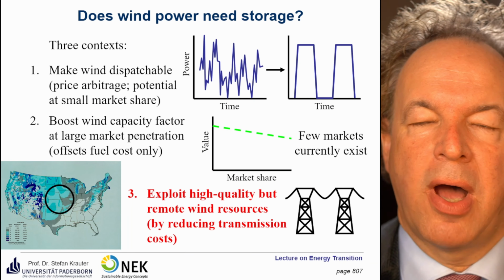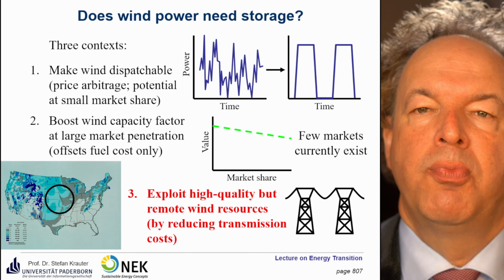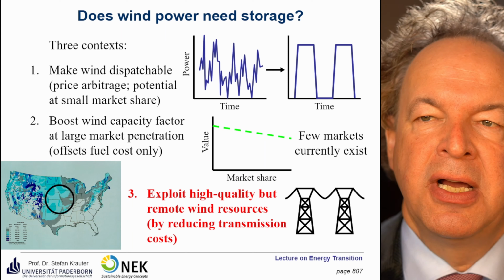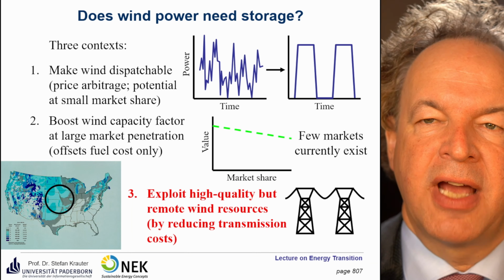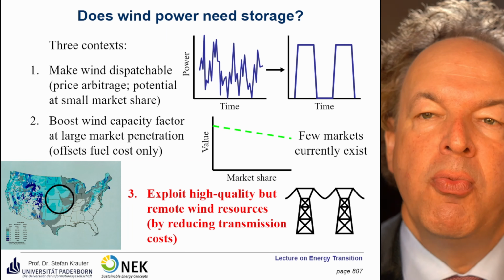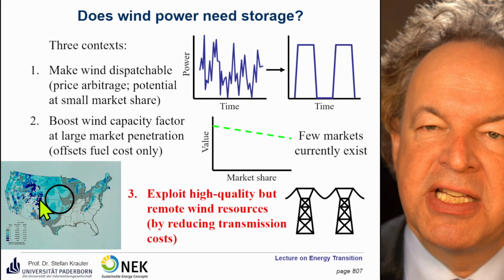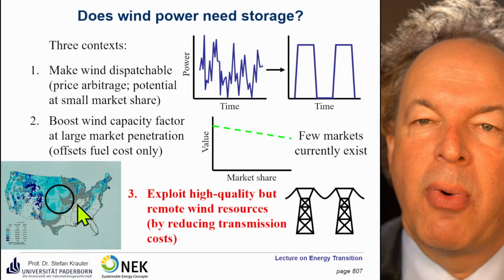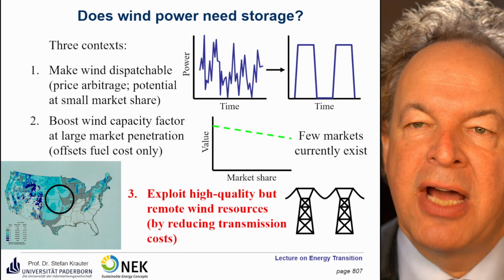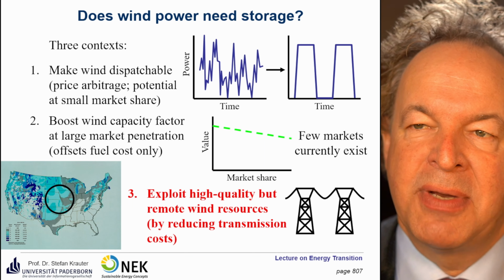So first is why we need storage. We want to make wind dispatchable. We want to boost the wind capacity factor because sometimes the remuneration and the tariff depend on the capacity factor. And we want to exploit high quality but remote wind resources. This is shown here on the left in the United States. In the Midwest, there's a lot of wind, but it's far away from everything. Therefore, transmission costs play a high role, and therefore they are also considered here for optimization.